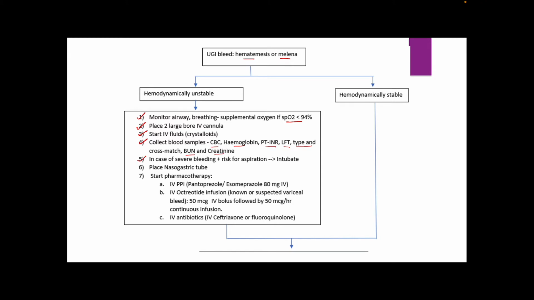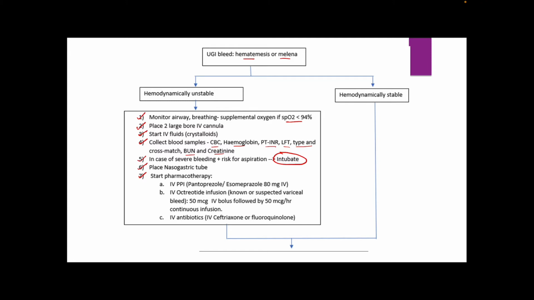If the patient has very severe bleeding, an ongoing active bleed with the risk of aspiration, then you have to intubate the patient. You can also place a nasogastric tube and suction out the contents. In case of active bleeding you will find bright red blood, and placing a nasogastric tube usually helps remove any blood clots that may be present. And also we have to start pharmacotherapy.